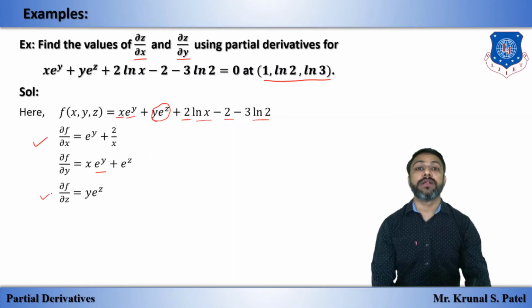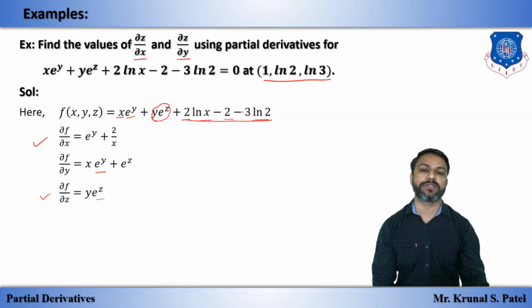Differentiation of f with respect to z partially. So we will treat x and y as constant. So this term will be 0. So we have the derivative of this, with y constant, e raised to z, and differentiation of e raised to z. And in these three terms there is no z, so differentiation of all these three terms is 0.